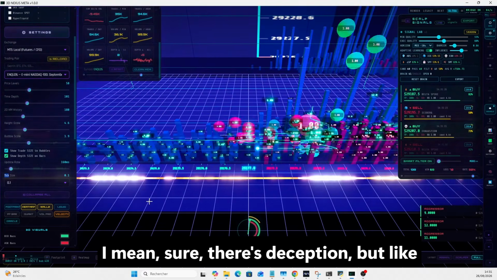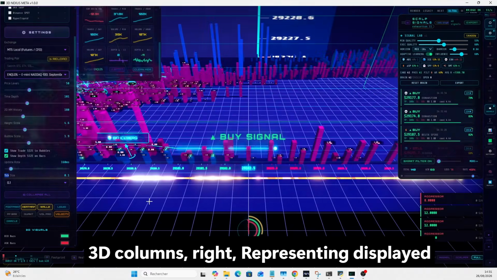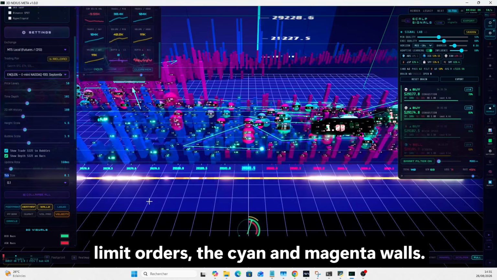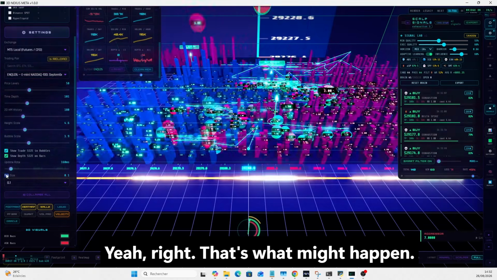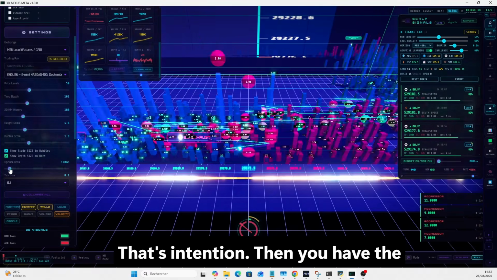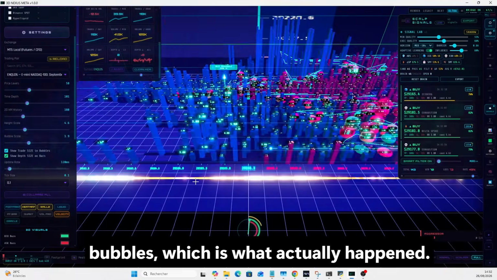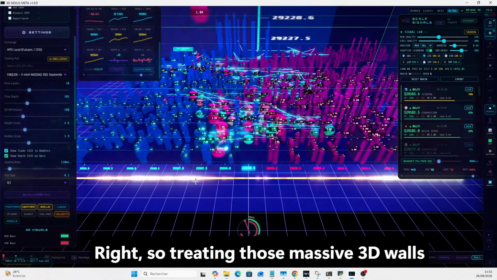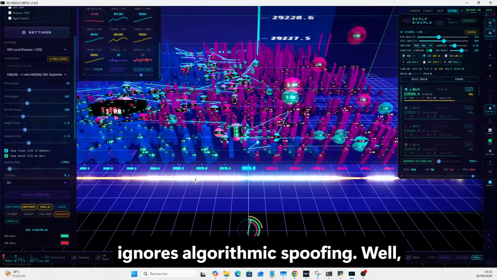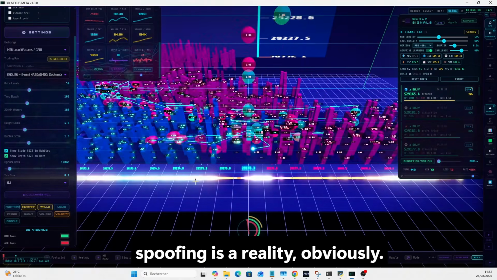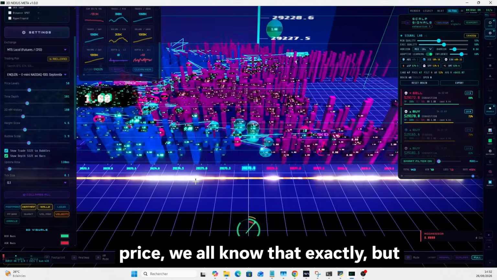Like in the capture, we see these massive 3D columns, right? Representing displayed limit orders. The cyan and magenta walls, yeah. That's what might happen. That's intention. Then you have the executed volume, the red and green bubbles, which is what actually happened. Right. So treating those massive 3D walls as a guaranteed barrier completely ignores algorithmic spoofing. Well, spoofing is a reality, obviously. Algorithms flash liquidity to manipulate price, we all know that.